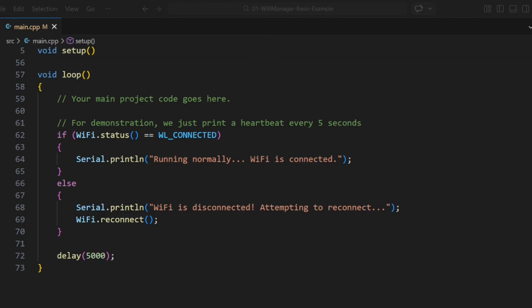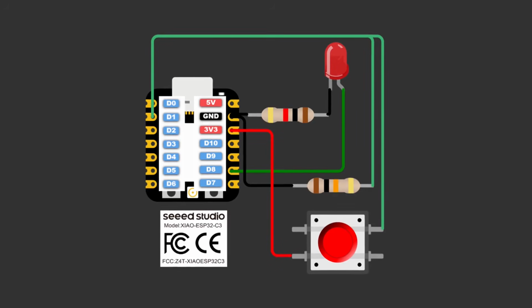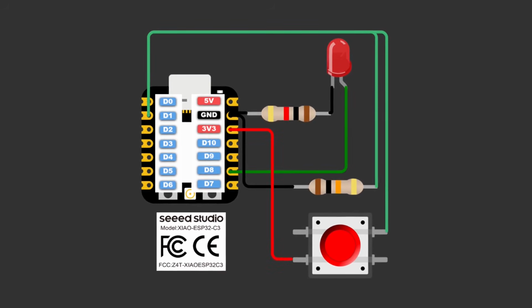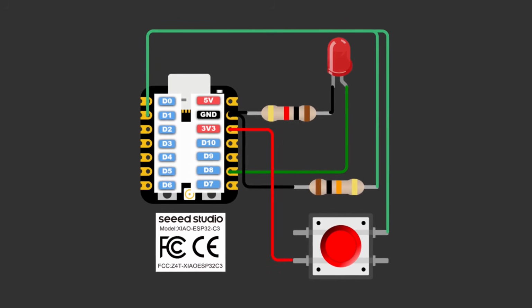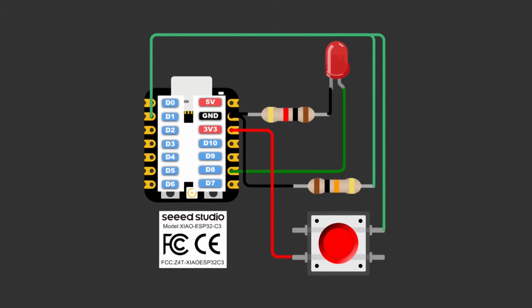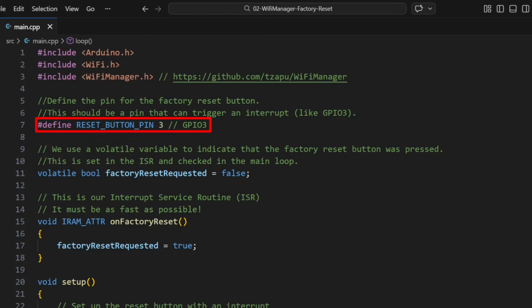The ESP32 will stubbornly look for your old network forever. We need a physical reset. I'm going to show you exactly how to add a factory reset button to ESP32. We'll use a hardware interrupt so it registers instantly no matter what the code is doing. We define the reset button pin on GPIO3.